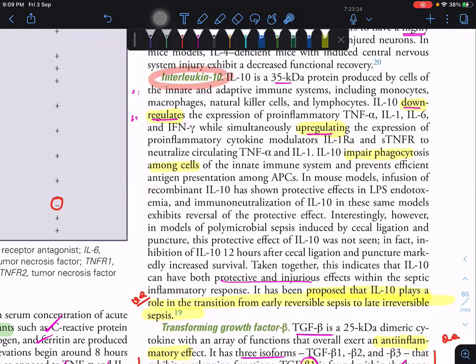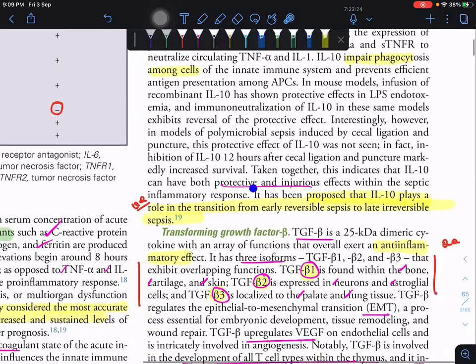It downregulates the expression of pro-inflammatory TNF alpha, IL-1, and IL-6. Remember, it downregulates the inflammatory process, which means it mainly acts as an anti-inflammatory. It downregulates these, and it upregulates the opposite things, the IL-1 receptor antagonist and TNF receptors. Because of upregulating these factors, it downregulates TNF alpha, IL-1, and other things, and it has both protective and injurious effects.